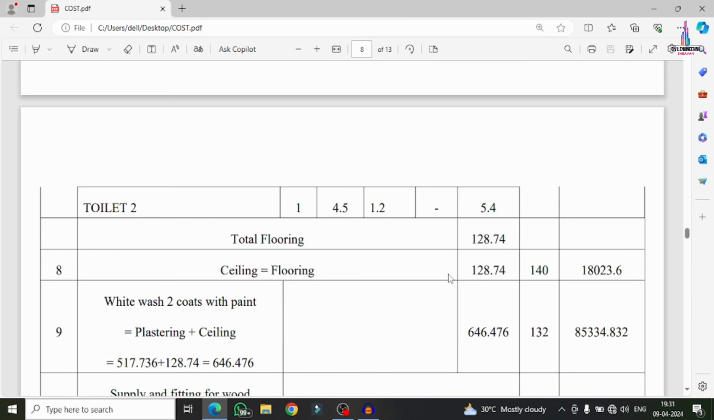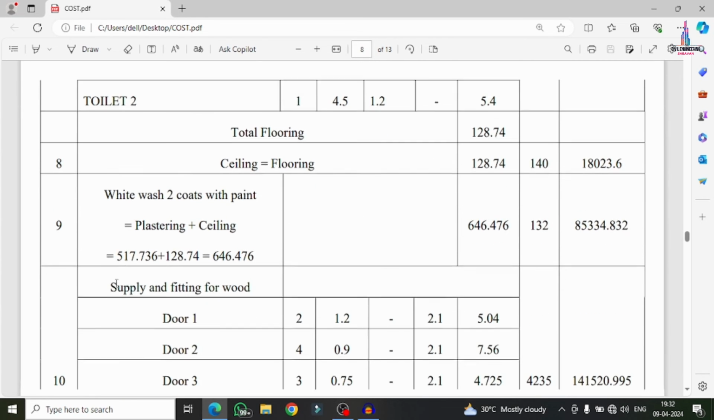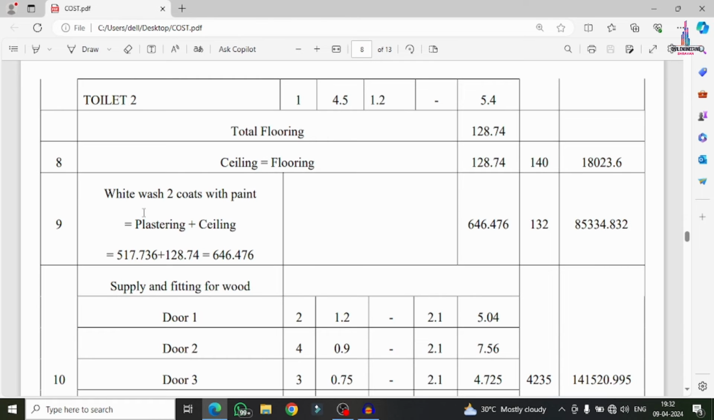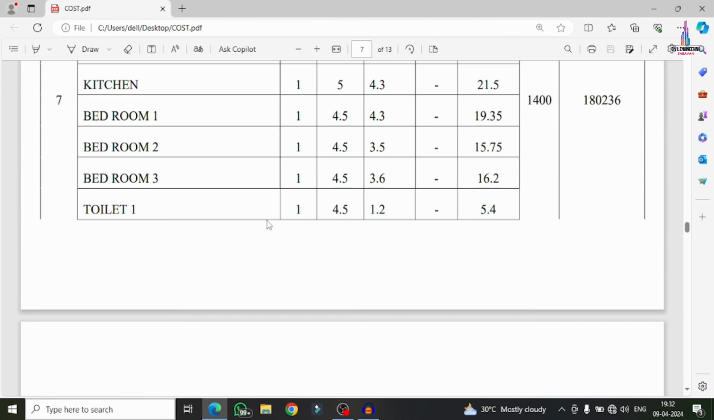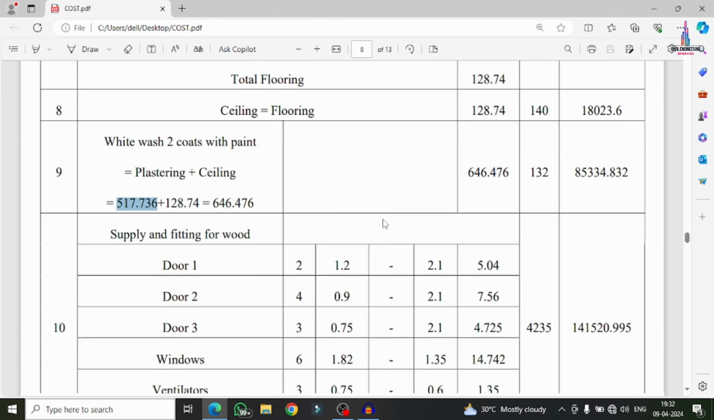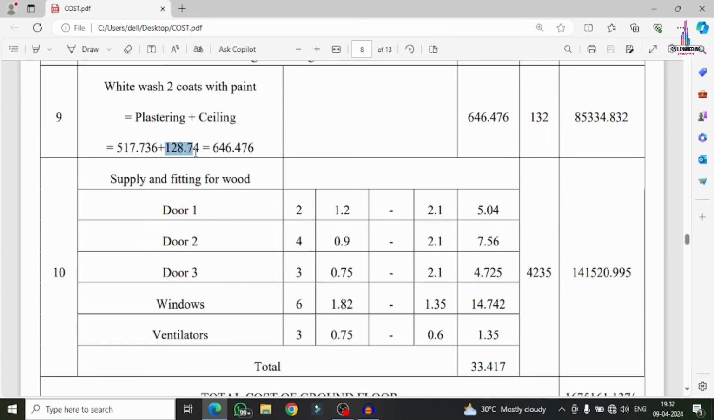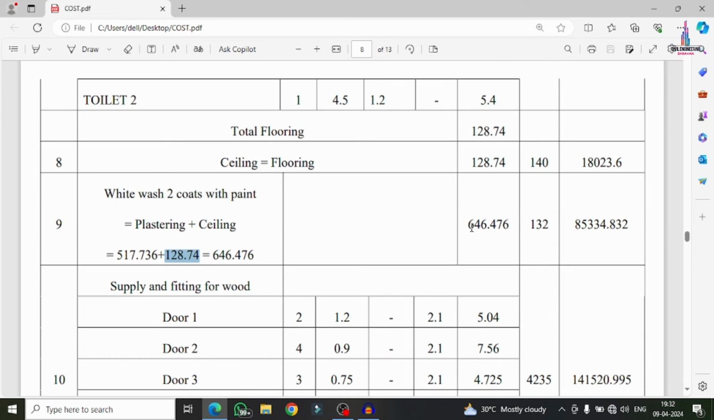Okay, ceiling equals flooring, which is approximately the same value. Why? Because we have to consider only the top of the flooring, so we have to consider the same dimensions. And this is the whitewashing. So whitewashing for the painting equals plastering plus ceiling. Okay, plastering is approximately 517.736, which we calculated here already. So flooring work is 128.74. This is the total quantity required for this particular section. If I multiply this value with 132 rupees, then we get the cost here.